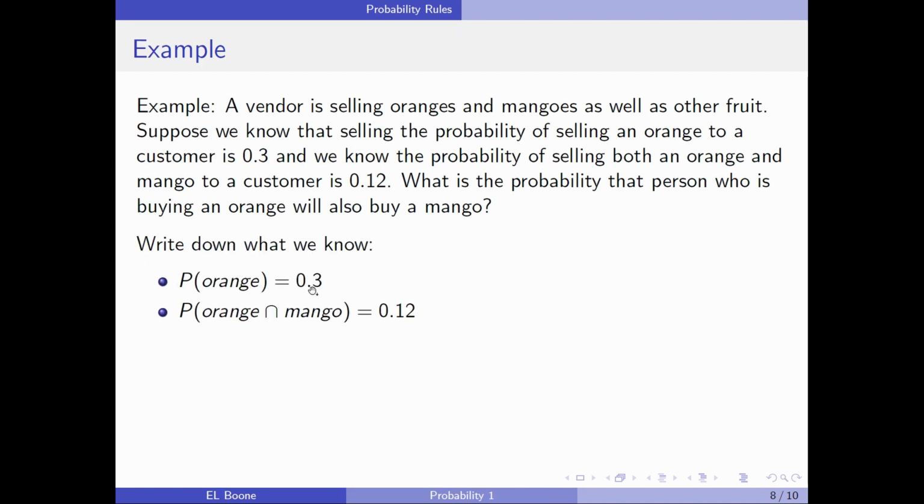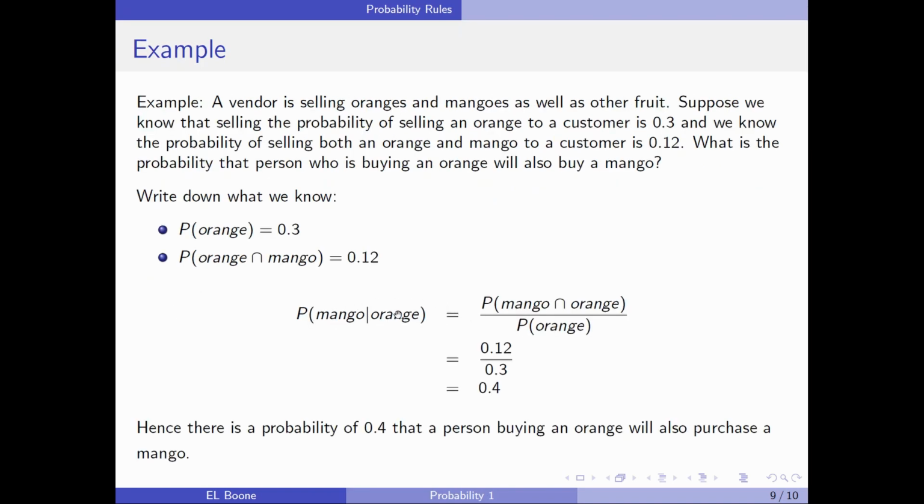Okay, so here's what we have. The probability of an orange is 0.3, and we know that when people buy together, about 12%, or 0.12, buy an orange and a mango. So our question is, given that we saw them pick up the orange, what's the probability they'll pick up a mango? We take the probability of the intersection of mango intersect orange over the probability of orange. So we get 0.12 divided by 0.3, which is 0.4. Hence, there's a probability of 0.4, or about 40%, that a person buying an orange will also purchase a mango.